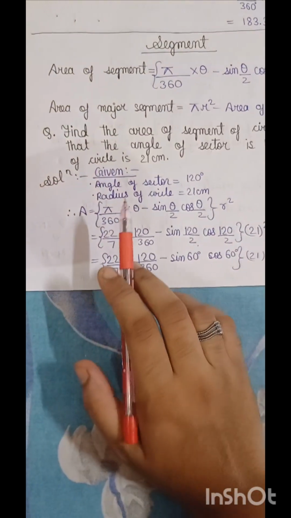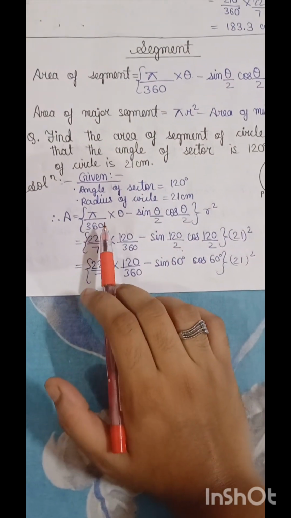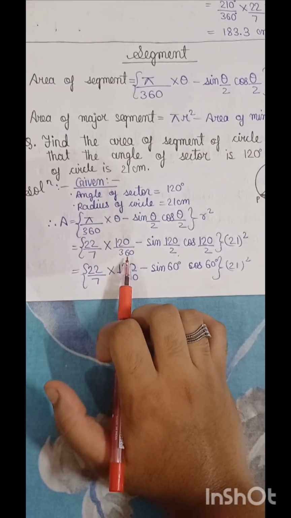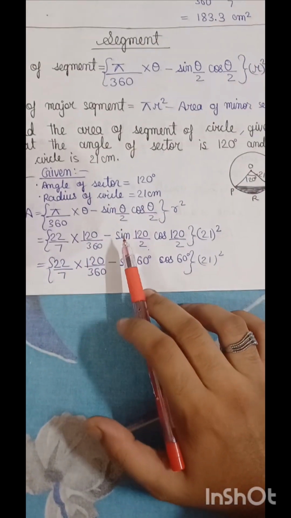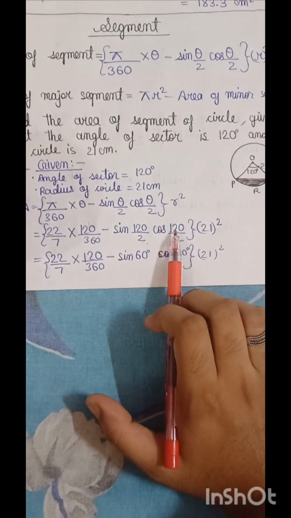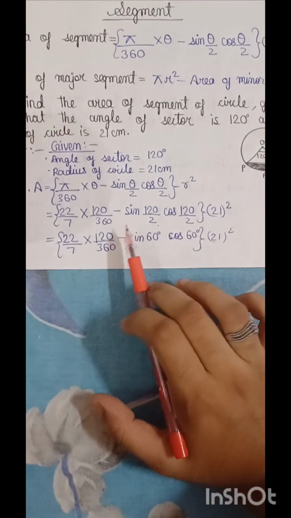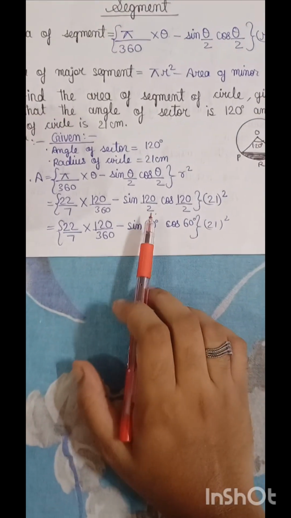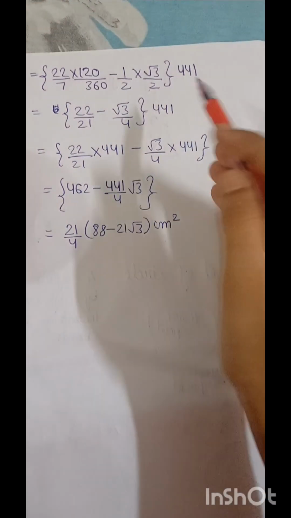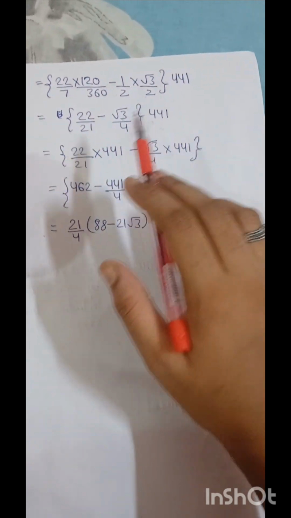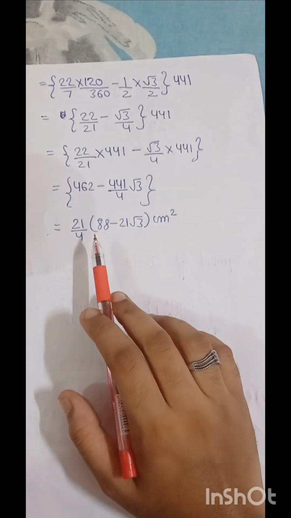Okay, so we will just substitute these values, pi 22 by 7, theta 120 degree, and we will divide it by 360 degree, minus sin 120 degree by 2 into cos 120 degree by 2, and this whole part will be multiplied by 21 whole square. Now you have to just put the values here. You will get sin 60 degree, cos 60 degree. And when you solve this further, this is the value of sin 60 and this is the value of cos 60. So when you solve it, you will get the answer.